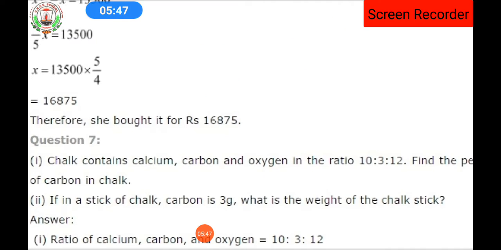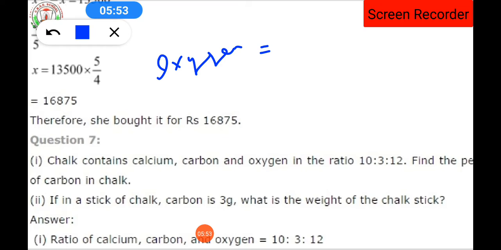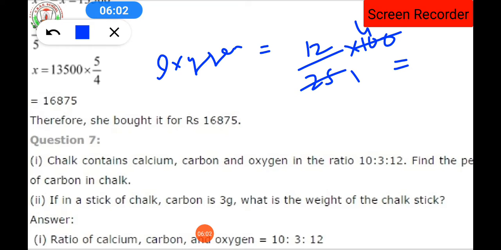Now similarly doing for the last one, oxygen. So oxygen is equal to 12 upon 25 into 100. So here again 4 will get cancelled. So 4 2s are 8 and 4 1s is 4. So here we will get the oxygen percent as 48%.